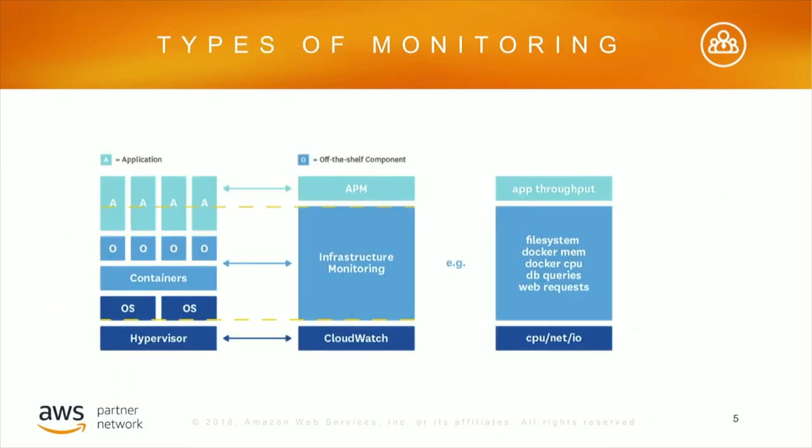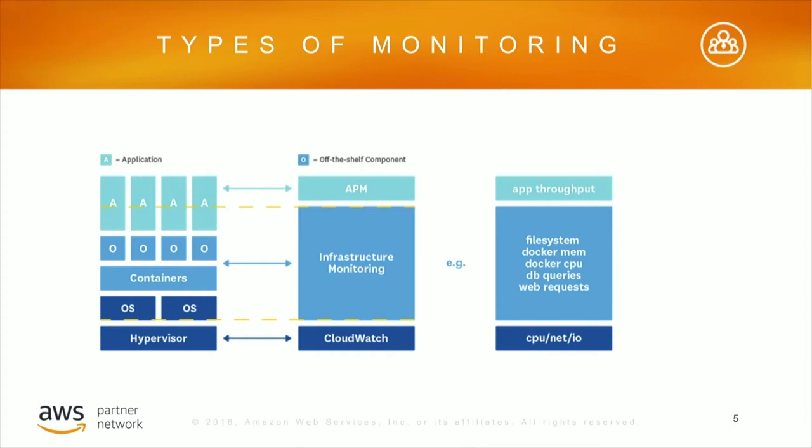So what can you monitor? Well, it turns out you can monitor just about everything. So if we look at it from the bottom of the stack here, you can monitor components that are really close to your hardware. Raw CPU, network, I/O statistics from the hypervisor, operating system, kernel parameters. These all expose certain parameters that you can monitor.